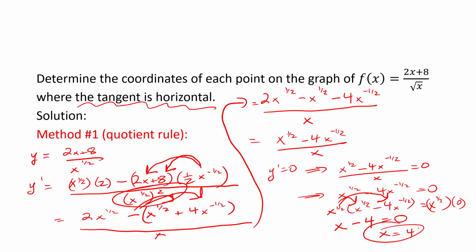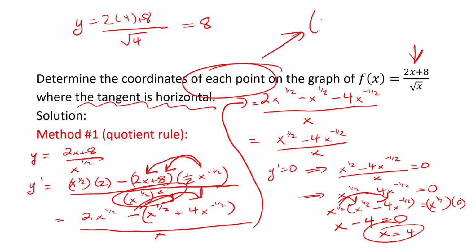Now, if x equals 4, I simply take that value and plug it in for y. Y will be 2 times 4 plus 8 over the square root of 4. That becomes 16 over 2, which is 8. So the point in question, there's only one such point, and it's the point (4, 8). That's one way of doing it.